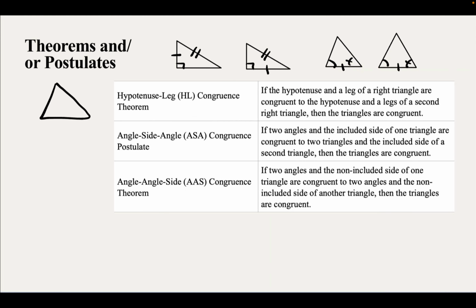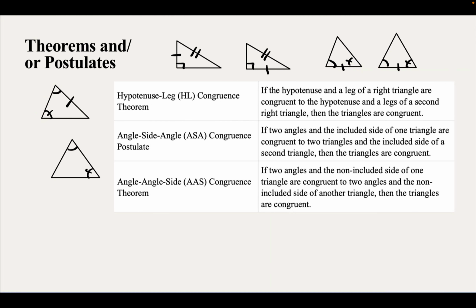And the last one is AAS. That says two angles and the non-included side. What makes it different from ASA is the side that you pick. Two angles and the non-included side. Non-included means not this one, right? This is the included side because it's touching both angles. I want one that's not, and I want to separate out those congruent marks.